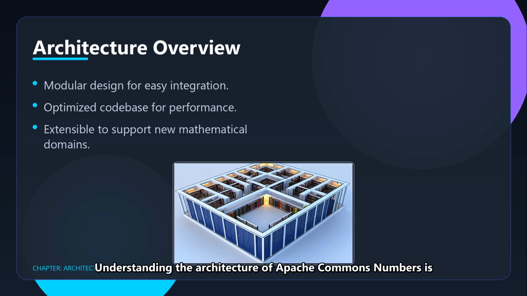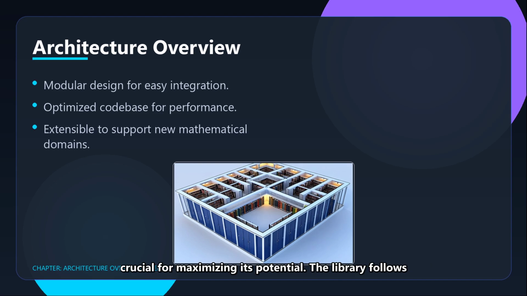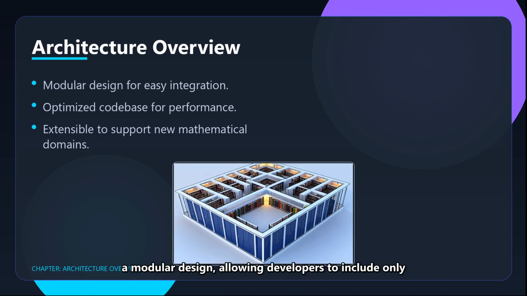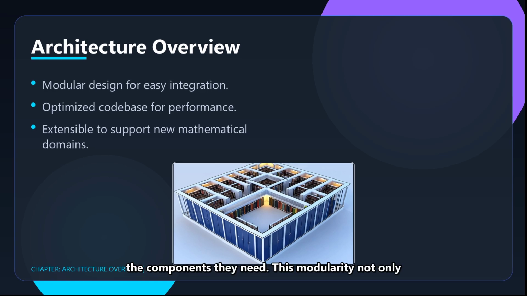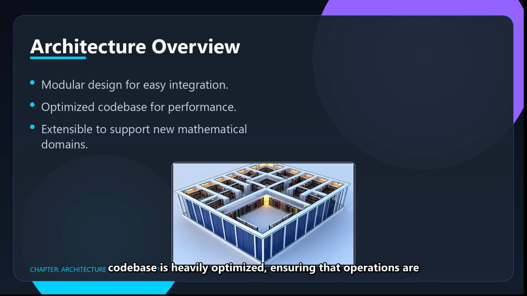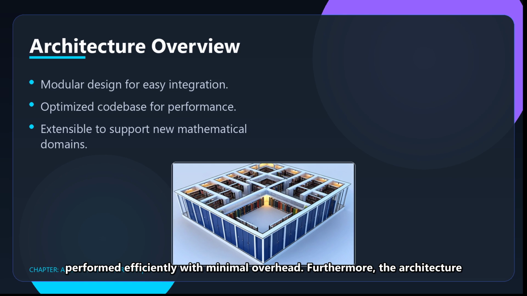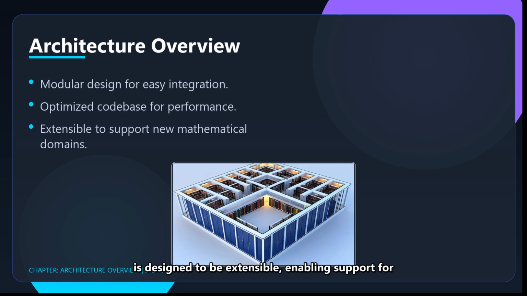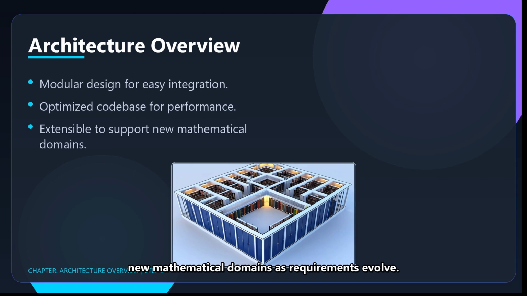Understanding the architecture of Apache Commons Numbers is crucial for maximizing its potential. The library follows a modular design, allowing developers to include only the components they need. This modularity not only reduces the footprint, but also enhances maintainability. The codebase is heavily optimized, ensuring that operations are performed efficiently with minimal overhead. Furthermore, the architecture is designed to be extensible, enabling support for new mathematical domains as requirements evolve.